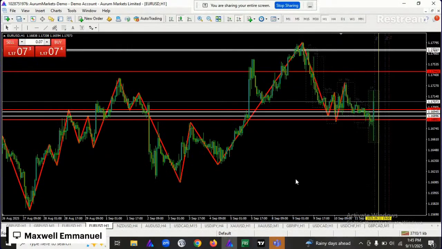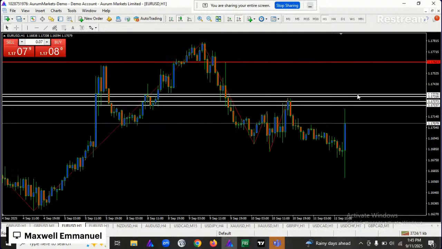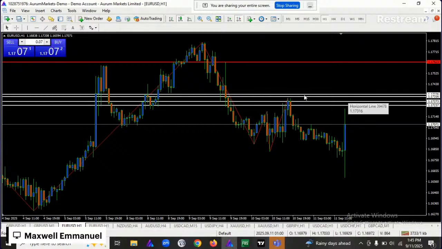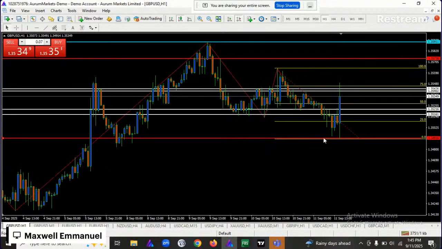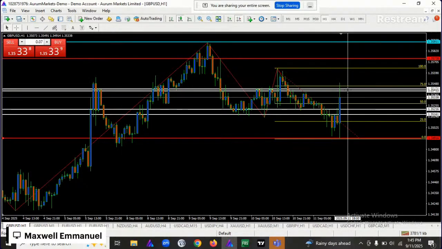EURUSD, I want to sell it, but it has not gotten to my zone. It needs to fill these zones and sweep this liquidity. That's my expectation on EURUSD and GBPUSD also. Okay, GBPUSD has already filled this gap. This is where I wanted to sell GBPUSD. It has filled that gap. My stop loss is about 31 pips.